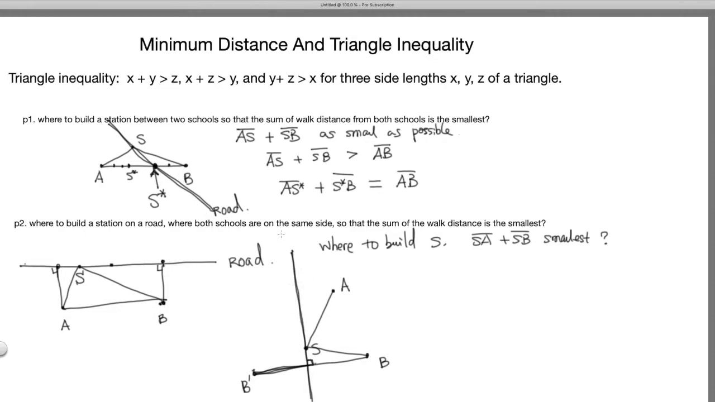Let's call this line L, which is the road, right? This is the road. And I'm going to reflect B along this line L, get this B prime, let's call it. So the property here is this thing is the same as this thing, and this is perpendicular. So what does that mean? When I reflect this, then this SB is the same as SB prime.